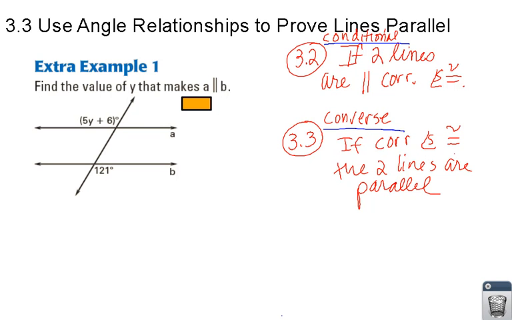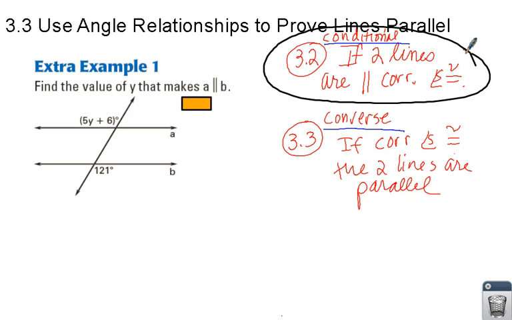And in chapter 3.2 we had, if two lines are parallel, corresponding angles are congruent. That was this theorem right here. And there were various other theorems that went along with it: if two lines are parallel, alternate interior angles are congruent, alternate exterior angles are congruent, and same side angles inside sum to 180. That's if two lines are parallel.